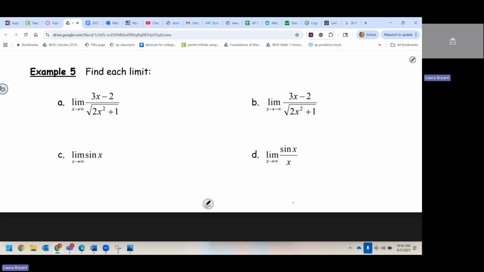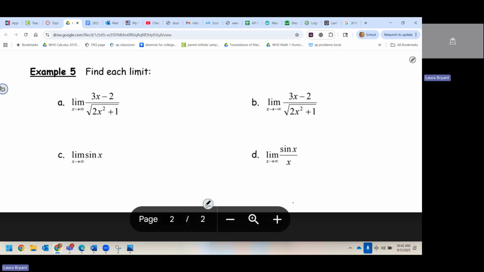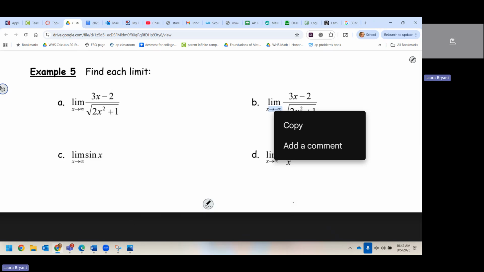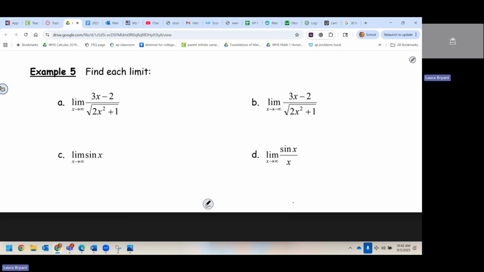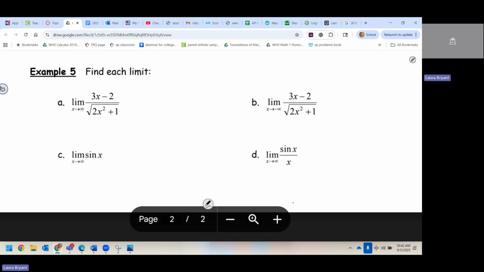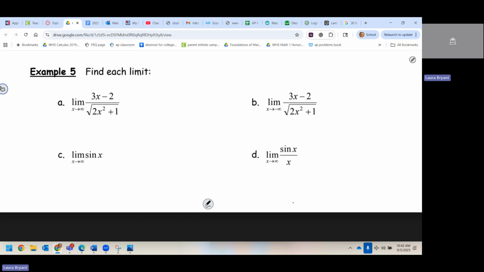So on the last of these examples, this one and this one are the same problem. The same problem, but one's positive infinity and one's negative infinity. So we're going to do it once like normal, and then we're going to talk about what to do if we have a negative infinity. Okay, so do this one like normal. We just talked about top heavy, bottom heavy being the same. This right here in front means check horizontal asymptotes.